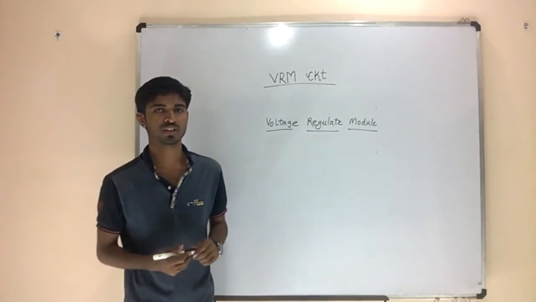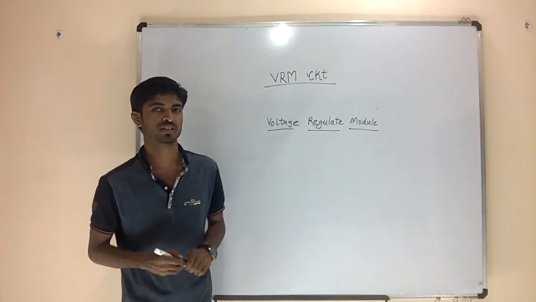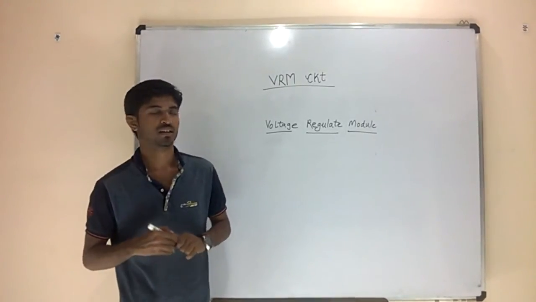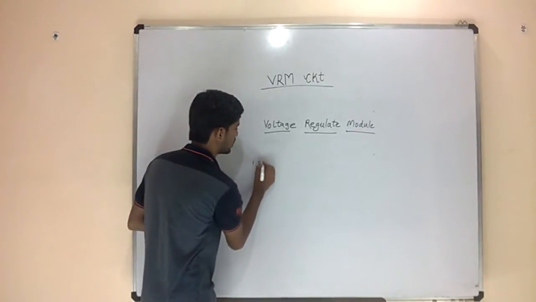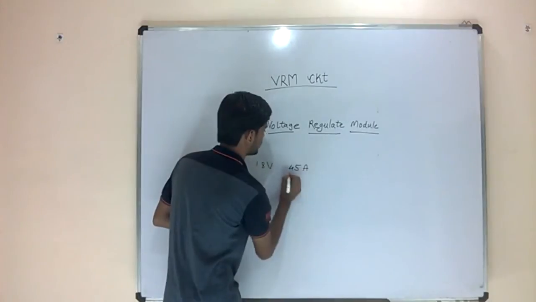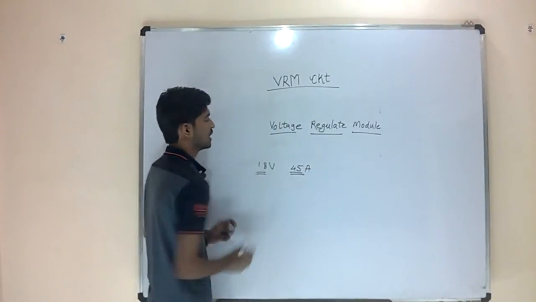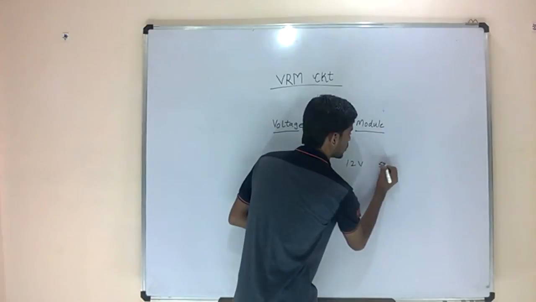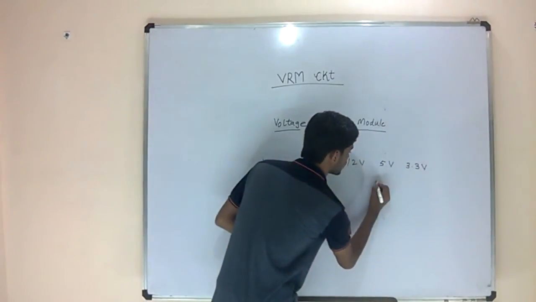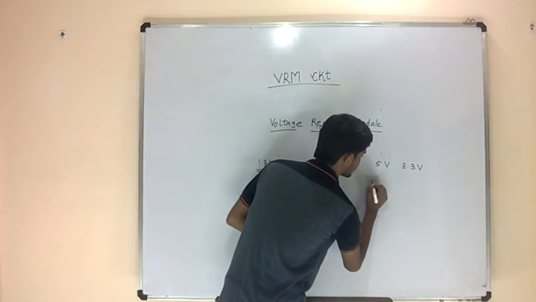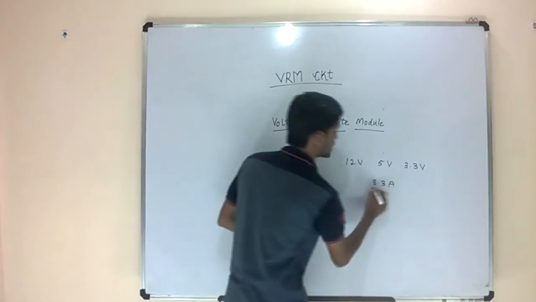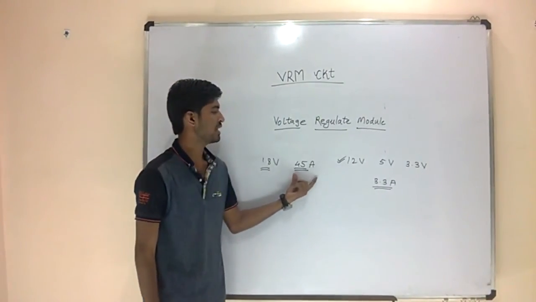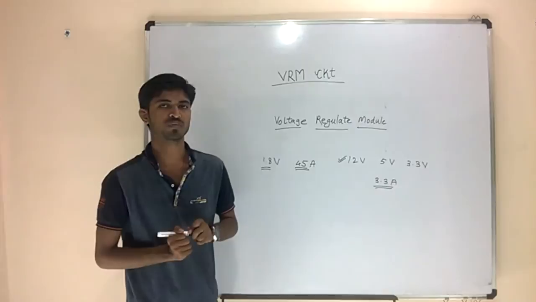If you have doubt what a core voltage is, then I want to give more clarity. Core voltage means the voltage is low but the ampere is very high. CPU needs 1.8 volt with 45 ampere, which is very high current and very low voltage. But our SMPS generates 12 volt, 5 volt, 3.3 volt with 3.3 ampere. Here the ampere is very small and the voltage is high, but CPU needs low voltage and very high ampere. So we have to do something different for the CPU.